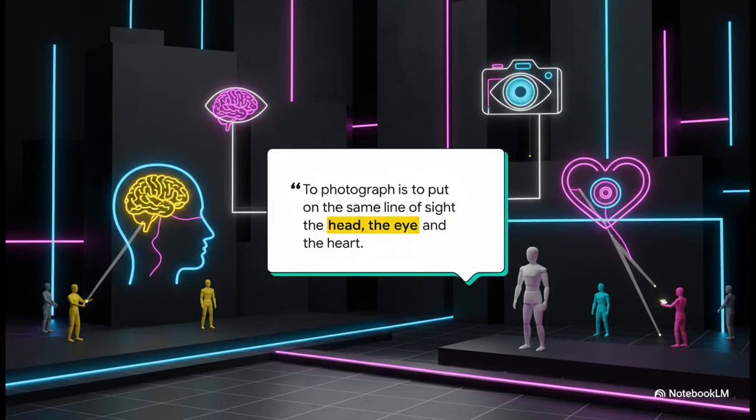The legendary photographer Henri Cartier-Bresson really just said it all. He said to photograph is to put on the same line of sight the head, the eye, and the heart. It's not about the gear. It's about bringing together what you're thinking, what you're seeing, and what you're feeling.